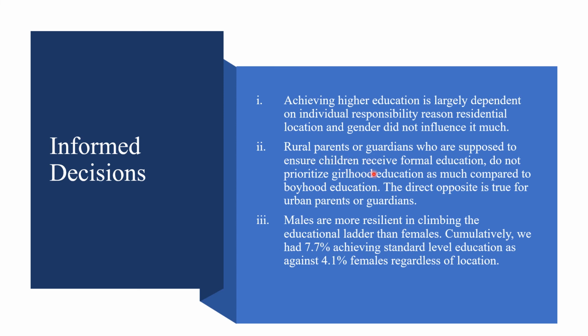Achieving higher education is largely dependent on individual responsibility; residential location and gender do not influence that much in the case of higher education. Rural parents or guardians, who are supposed to ensure children receive formal education, do not prioritize girlhood education as much as boyhood education. The direct opposite is true for urban parents or guardians. Males are more resilient in climbing the educational ladder than females. Cumulatively, we had 7.7% achieving standard level education as against 4.1%, regardless of location.